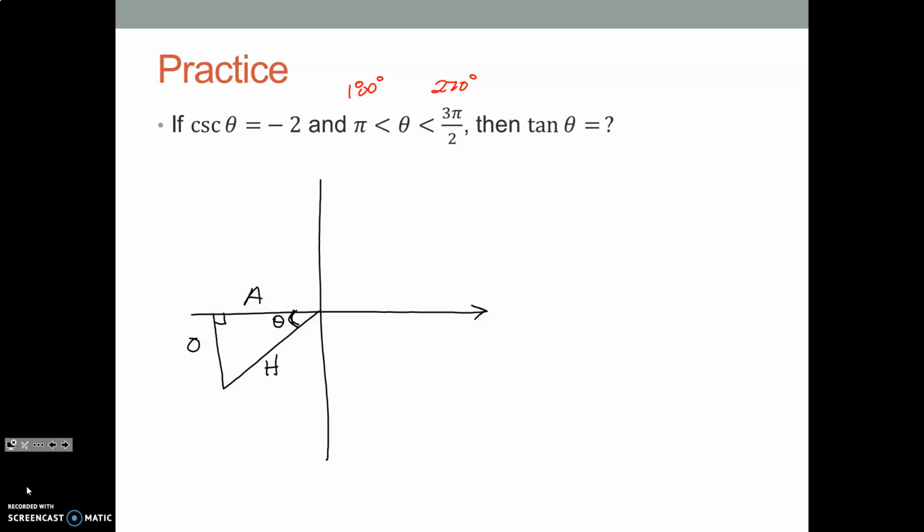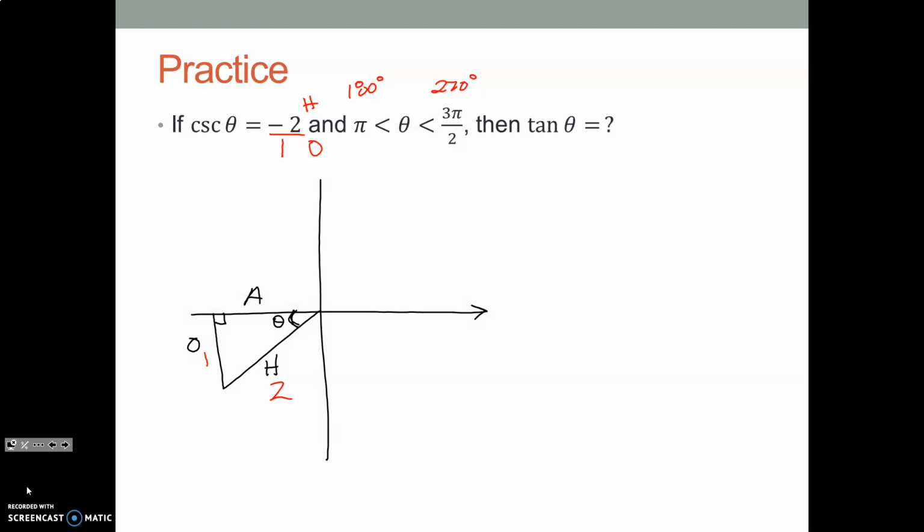Now they've given me that the cosecant is negative 2. Cosecant is the reciprocal of sine, so that's hypotenuse over opposite. This is not a fraction, but I can turn it into a fraction by putting it over 1. So we have negative 2 over 1. Your hypotenuse is 2, and your opposite is 1.